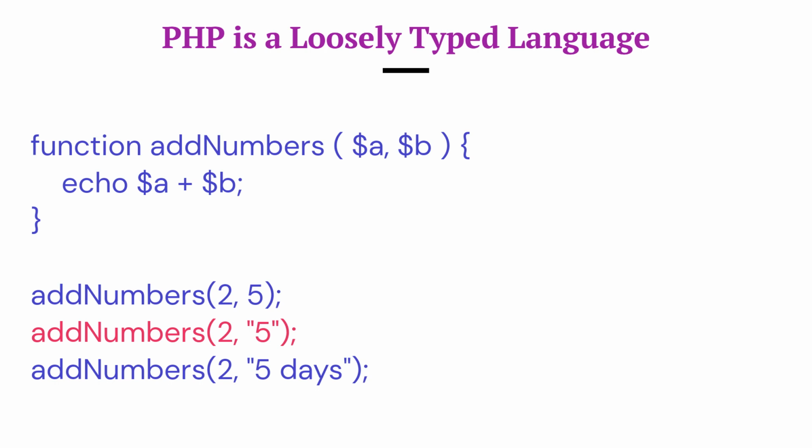The PHP interpreter can convert this string to a number and add it to the other. It is as simple as we can see it. In the third call, we are updating the second parameter as 5 days. In this case, the value becomes a string. Now, it is impossible to add a string with a number, and hence a warning is generated.